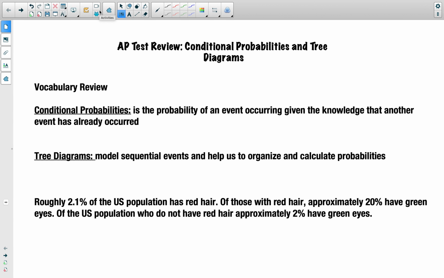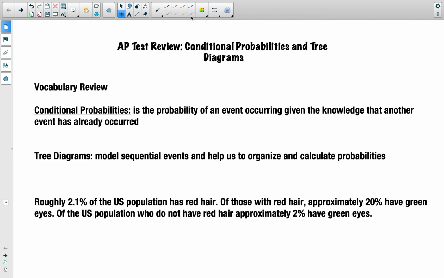So let's start off with our essential vocabulary. First, what are conditional probabilities? It's the probability of an event occurring given that we have knowledge that some other event has occurred before or first. So that's what a conditional probability is. Tree diagrams. Well, let's go back to conditional probabilities.